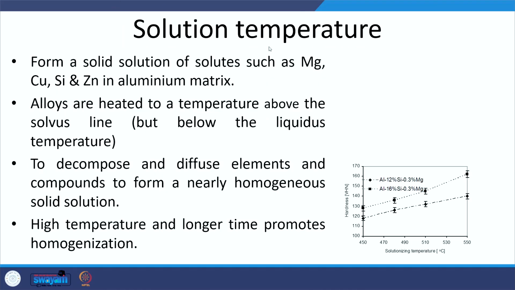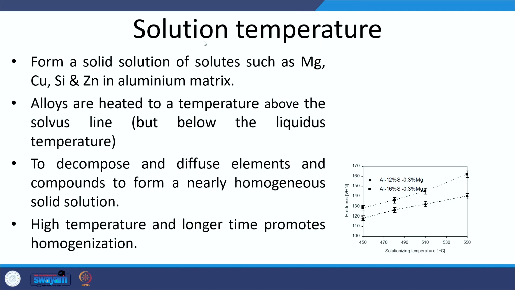Solutionizing temperature significantly affects the microstructure and mechanical properties, because what we want first is a homogeneous solid solution of the alloys. For that, everything, whether it is intermetallic compounds, precipitates, or alloying elements, should get dissolved in the aluminum matrix, and therefore solutionizing is done.